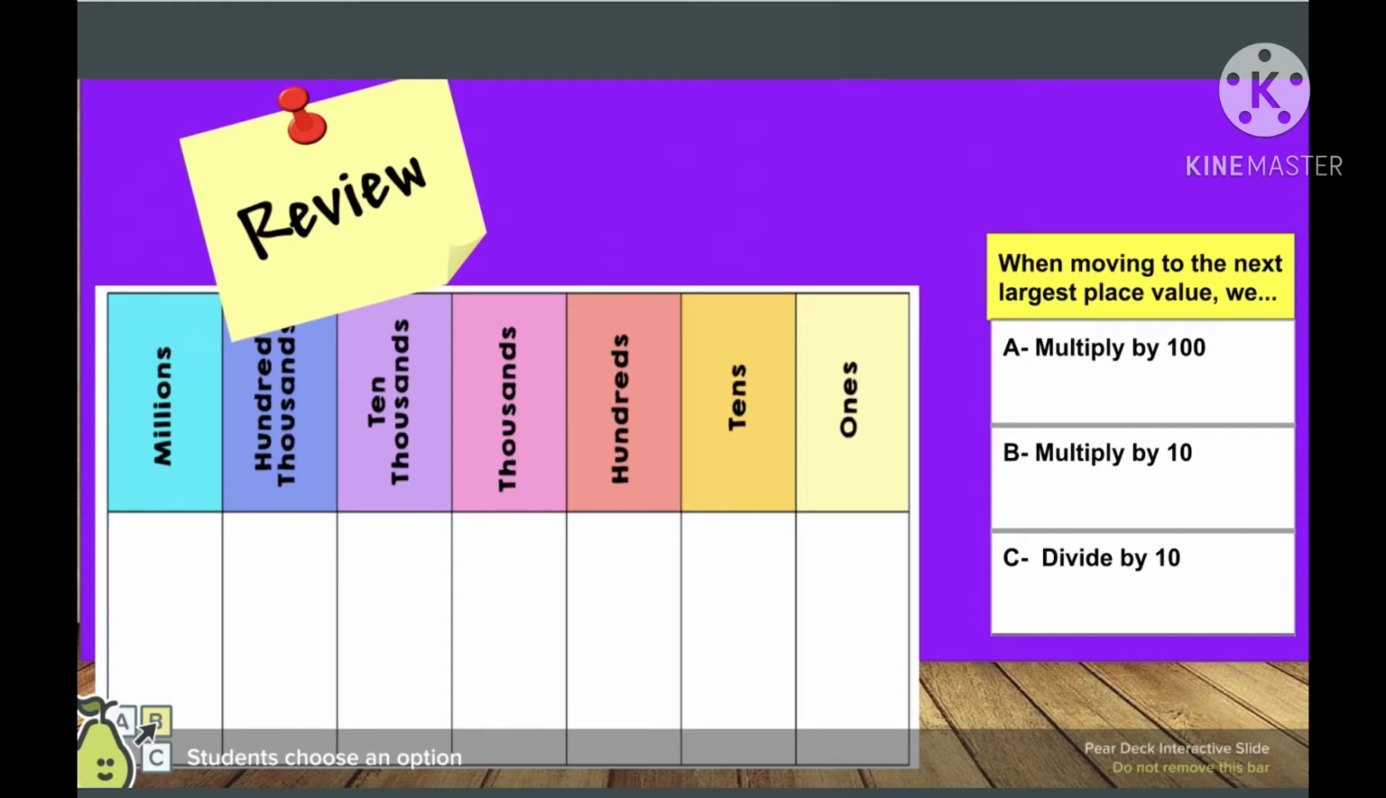I know that as I'm moving up a place value, I'm doing something. What am I doing? Am I multiplying by 100? Am I multiplying by 10? Or am I dividing by 10? Let's think about this for a second. If you think I'm multiplying by 100, put an A in the chat. If you think I'm multiplying by 10, put the letter B in the chat. And if you think I'm dividing by 10, put the letter C in the chat. What do you think we're doing as we're moving up a place value?